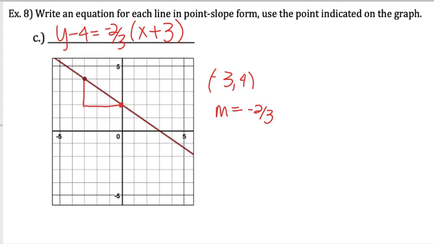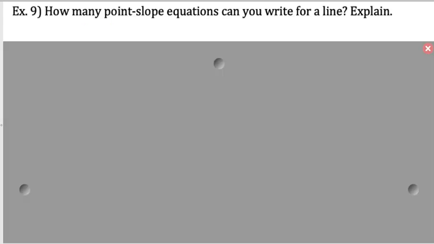And lastly, we have a couple of discussion questions here, and then we will graph from point slope. So how many point slope equations can you write for a line? So let's think about that. What do we need to write a point slope equation? Well, you need a point and a slope.